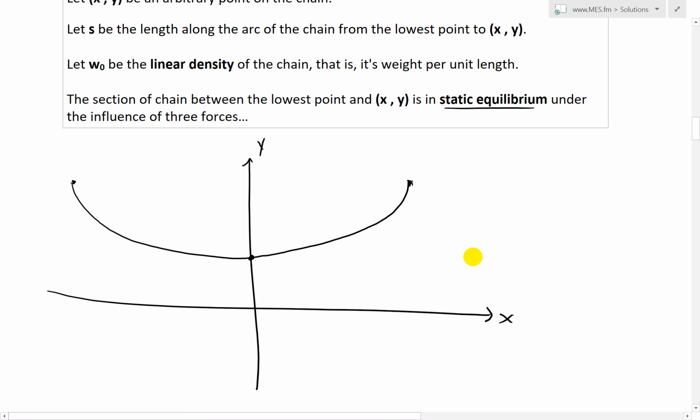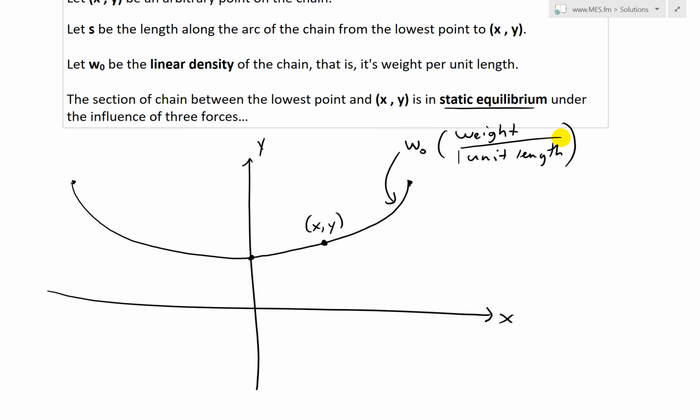Alright, so now that we have this cable like that, let's say we have an arbitrary point right over here. This is our x, y. And now this whole cable has a linear density of W naught. Again, it's just a weight over a unit length. And this distance from here to here is just going to be S. So from the lowest point all the way to any point there, that's going to be the arc length S.